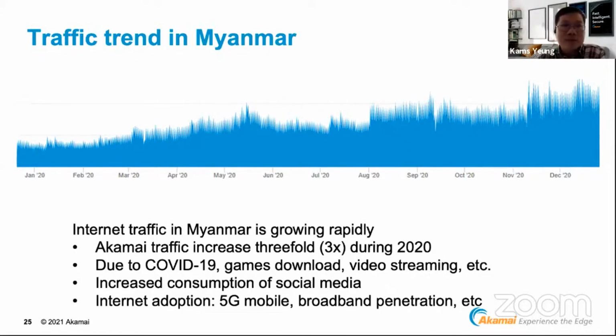Of course, in May you can see those bursts are more like the pandemic, but it's still steadily growing, and I'm sure that it will continue to grow in the coming few years.